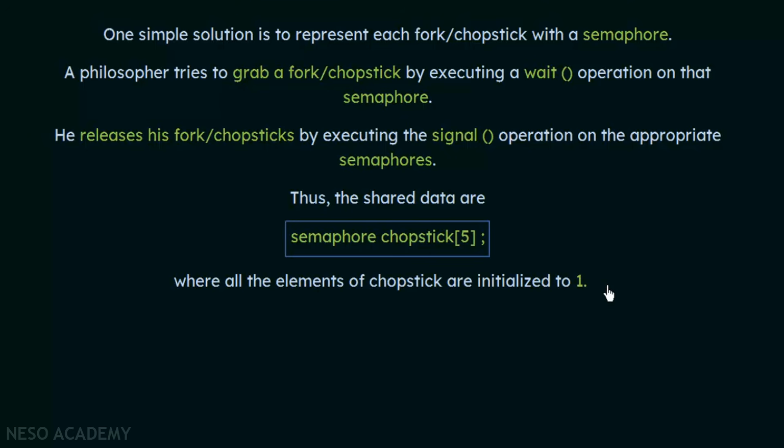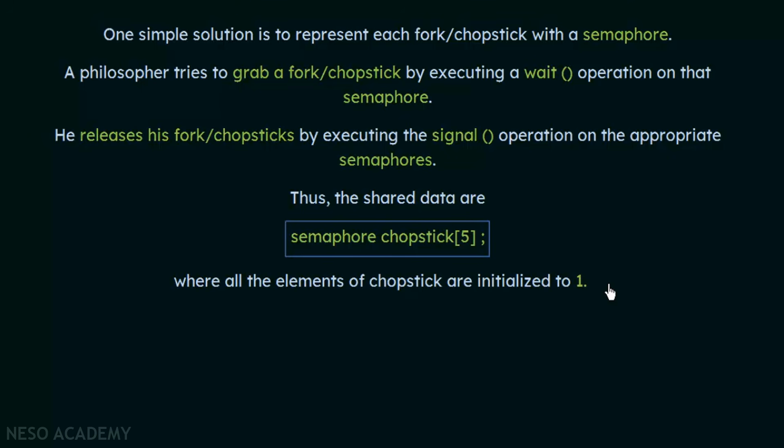So in a binary semaphore, when it is initialized to 1 it means it is free. It can be used by the processes that want to use it. And if the value is 0, that means it is currently being held by some process. It is not free. So that is what we mean here. So all the chopsticks will be initialized to 1 initially. Alright, so this is how we are going to make use of the semaphores to solve this problem.